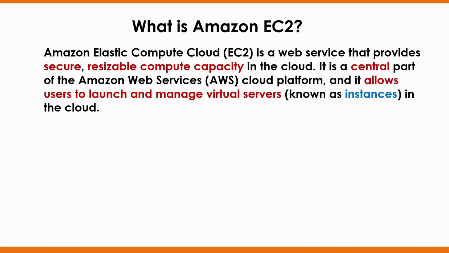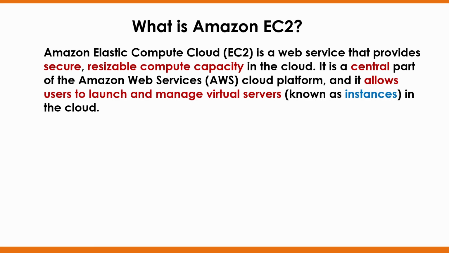So what is Amazon EC2? Basically, EC2 stands for Elastic Compute Cloud, that is EC2, is a web service that provides secure, resizable compute capacity in the cloud. This is the definition according to AWS, and I have highlighted all the important terms in red color or different color I have used in my presentation. So it will be really easy for you to understand the concept and remember the concept.